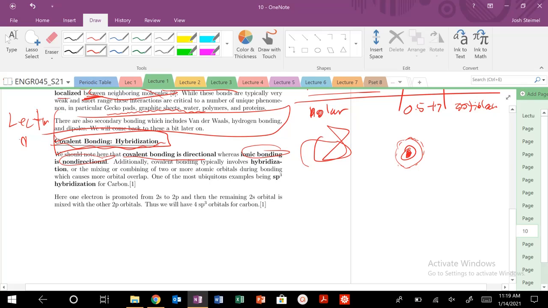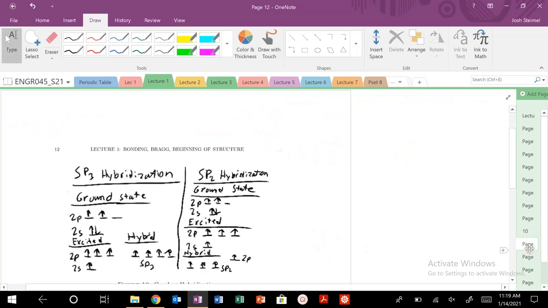But covalent bonding can also do this hybridization, which is essentially combining two or more atomic orbitals, which will cause this kind of overlap of these orbitals. The best example is sp3 hybridization for a fully saturated carbon, CH4. So let's go ahead and look at these examples. Let's click down to this page.